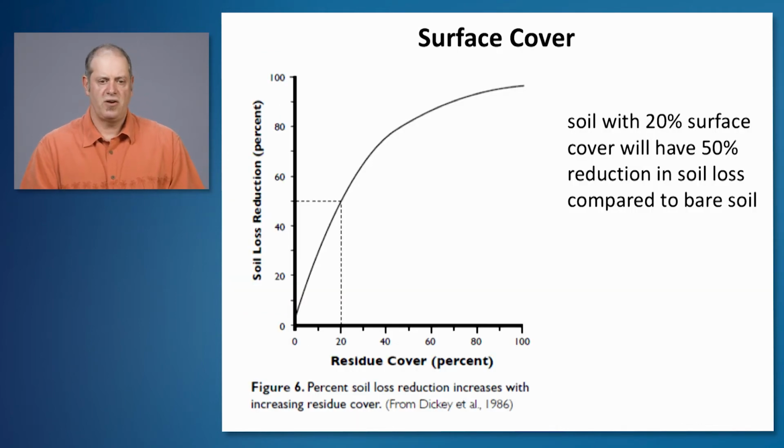So this is a figure that shows you the significance of cover on a landscape. Here on the y-axis we have soil loss reduction in percent relative to bare soil, and across the x-axis is cover in percent. And what this graph is showing you is that soil with a 20% cover will have a 50% reduction in soil loss compared to bare soil. If we have 20% cover, that equates to a 50% reduction in soil loss. And so a little bit of cover can go a long way.